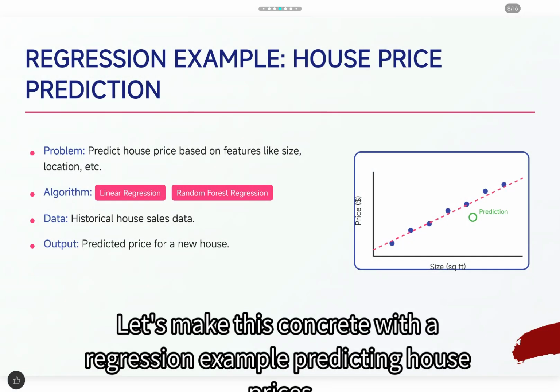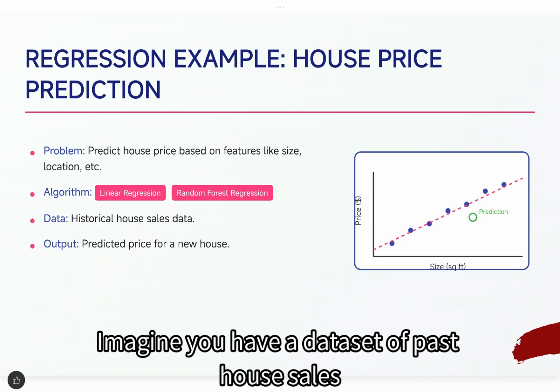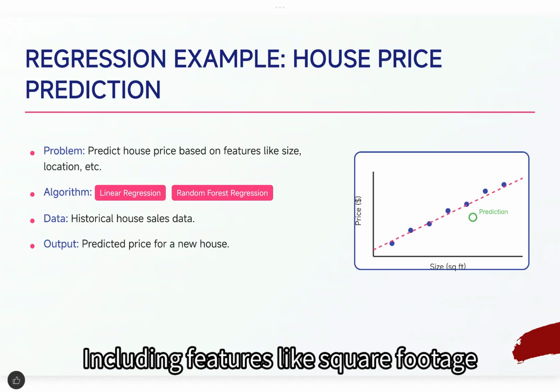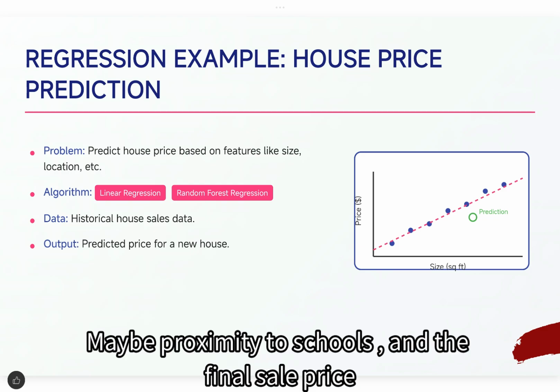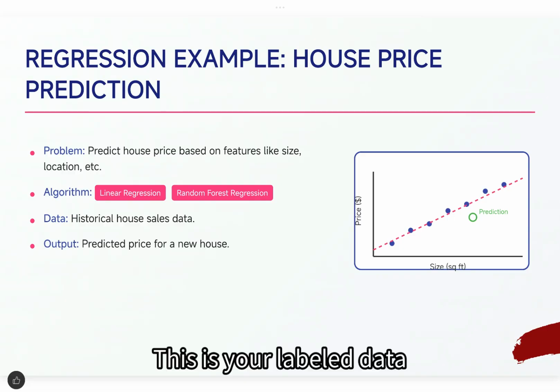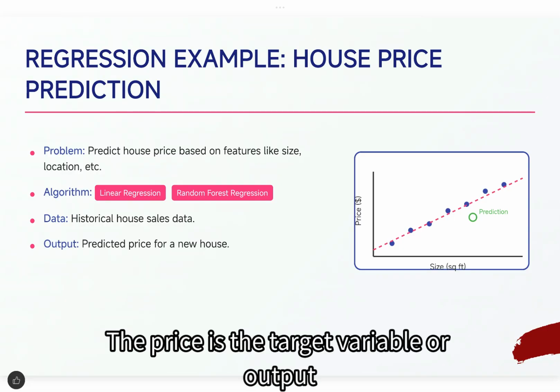Let's make this concrete with a regression example, predicting house prices. Imagine you have a dataset of past house sales, including features like square footage, number of bedrooms, location, age of the house, maybe proximity to schools, and the final sale price. This is your labeled data. The price is the target variable or output.